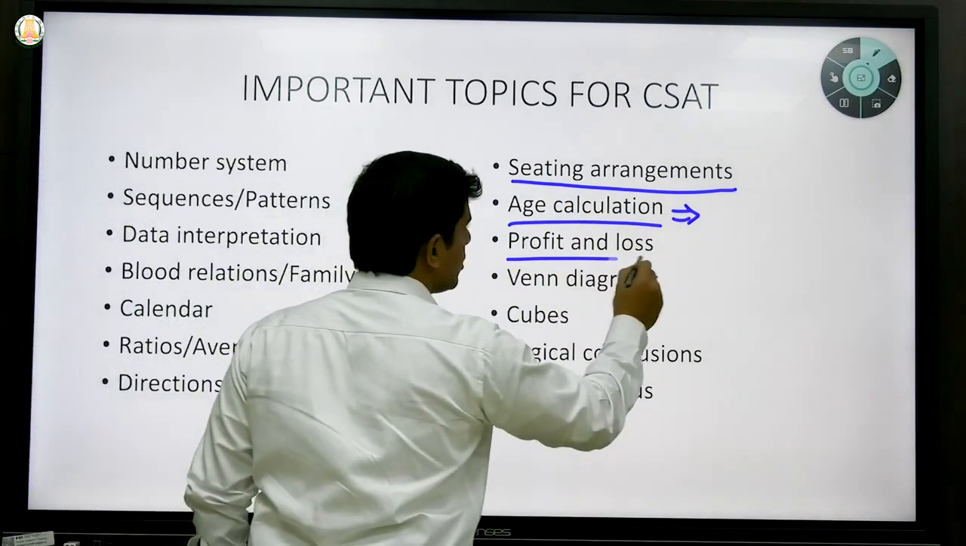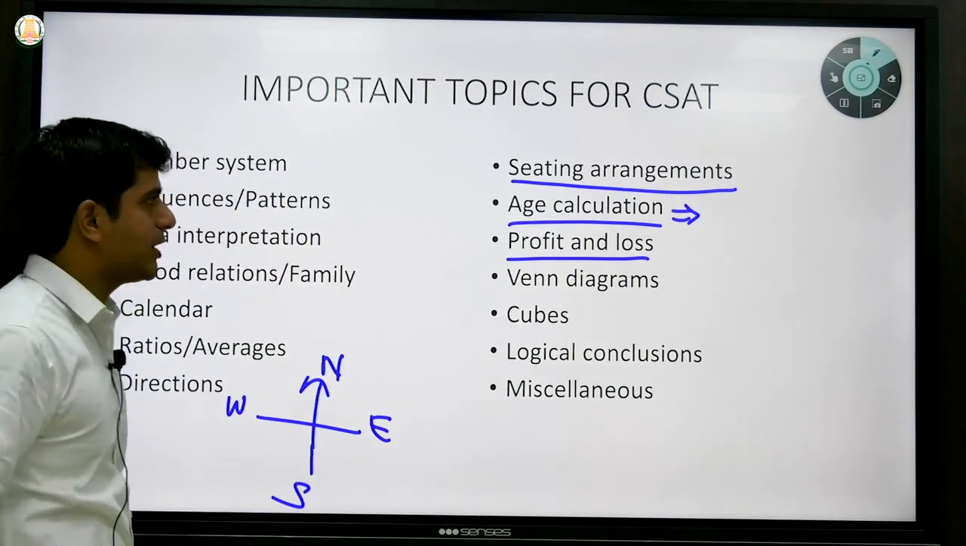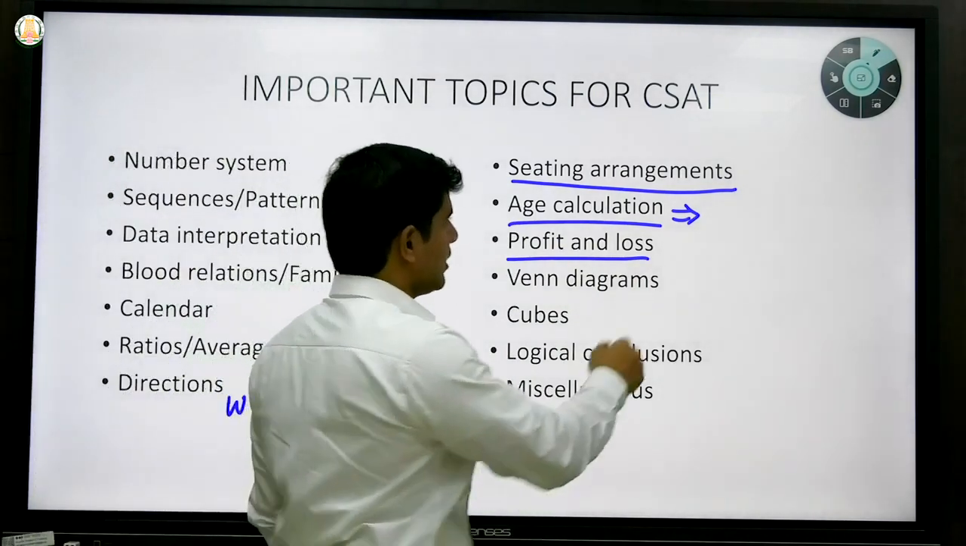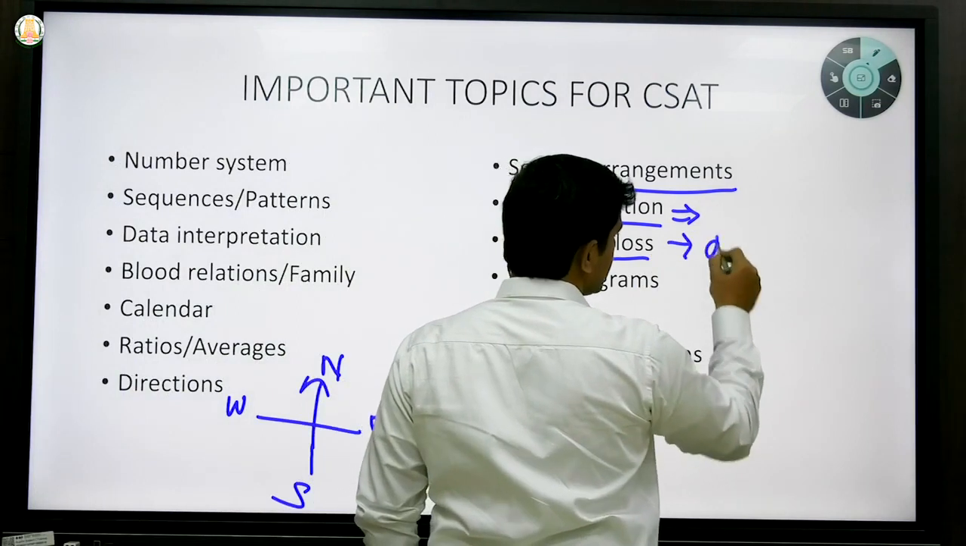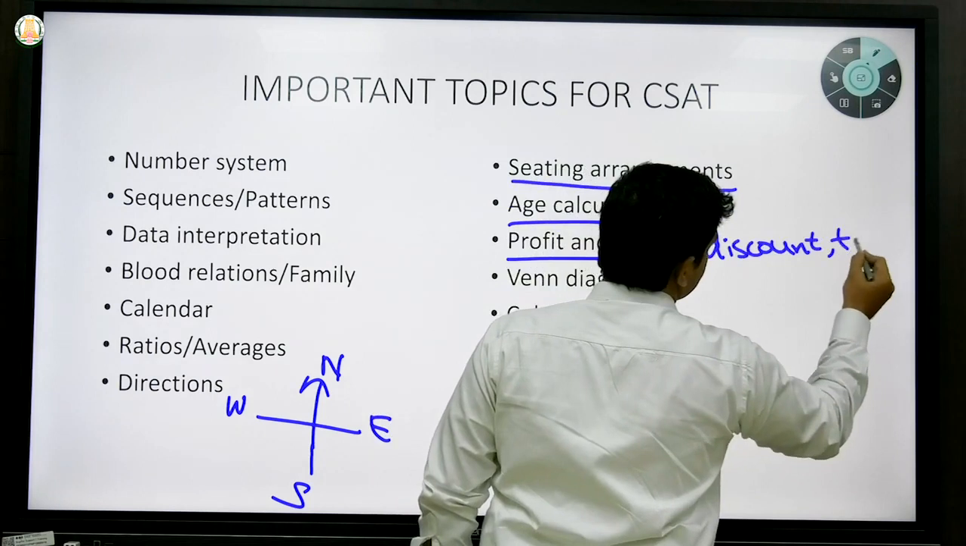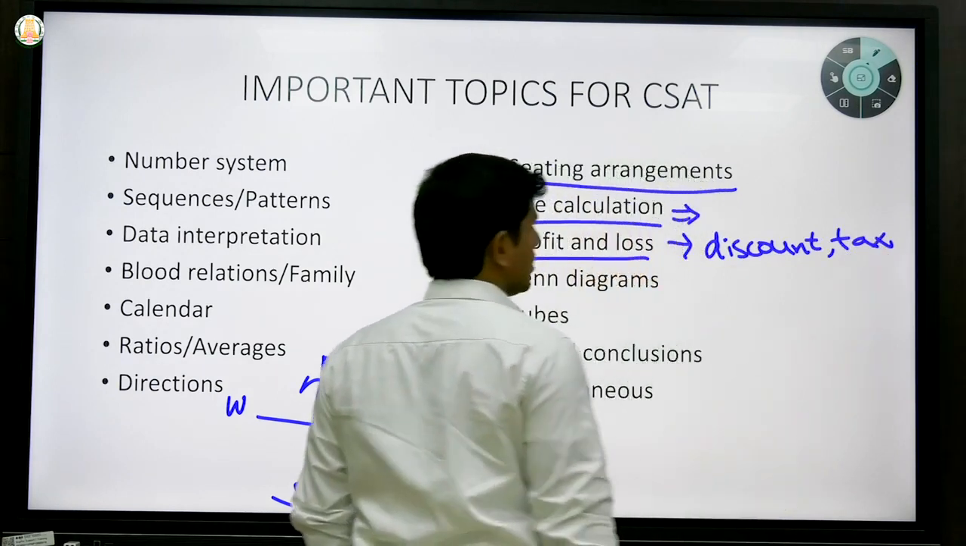Another model is profit and loss. We have seen one model in the previous paper. We'll see some more in the coming paper. So profit and loss can also be like discount, tax. Okay, all are related problems only.